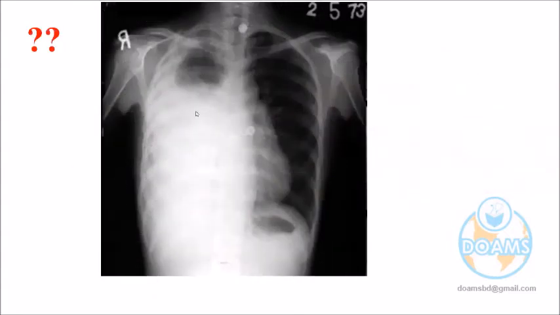What is the diagnosis? Pleural effusion. Yes, middle and lower, middle right, lower, but it is not consolidation, so not middle or lower. You have to say pleural effusion. Why is this pleural effusion?